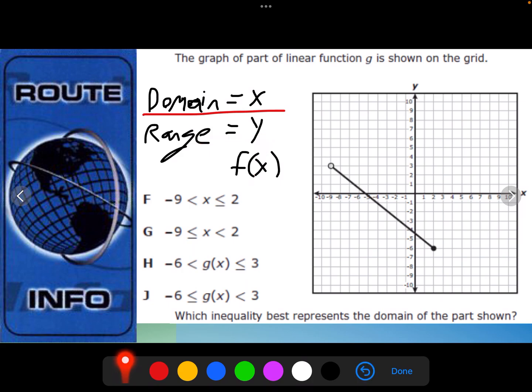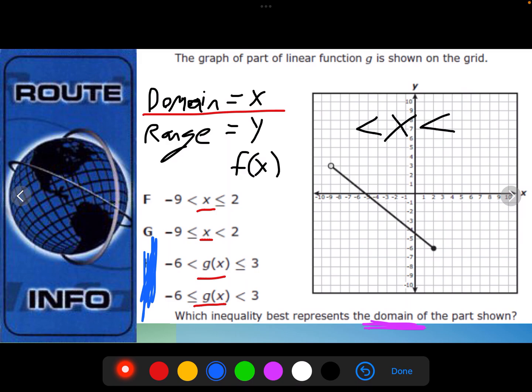All right, so looking at this problem, the graph of the part of linear function g is shown on the grid. Which inequality best represents the domain of the part shown? If you were physically writing this, you would put less than x less than. Using a little common sense, if you look at your answer choices, we see x, x, g of x, g of x. There's a difference between x and g of x, like there's a difference between x and f of x. G of x is actually the range, so automatically we can get rid of those.